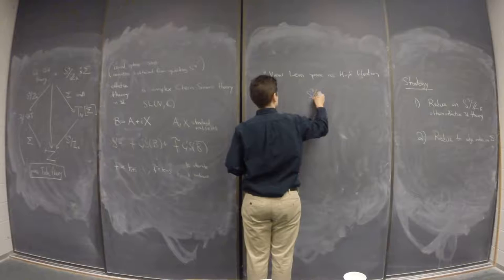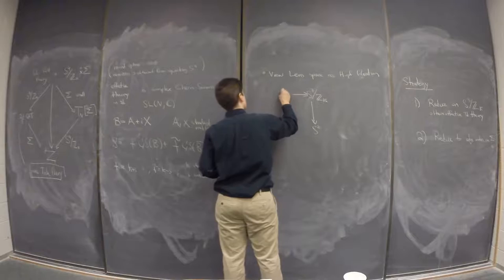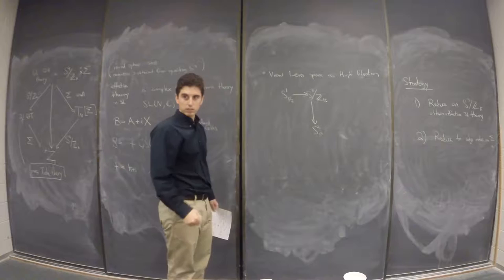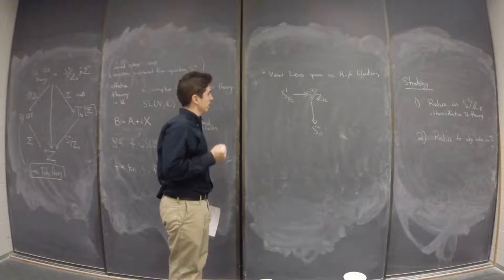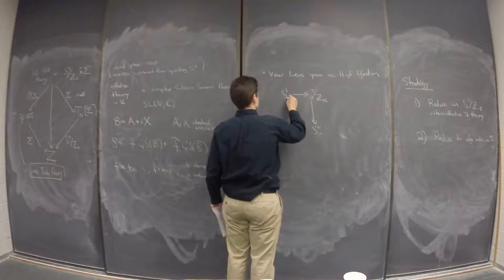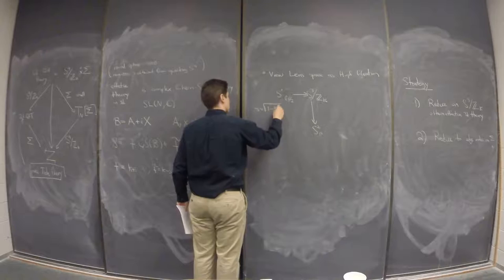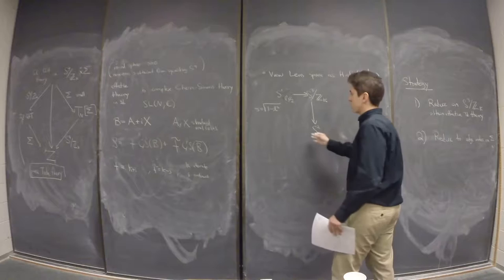S3 mod ZK, S2, S1. Now, if this is the round metric of the three-sphere with some radius r, then this has radius r and this has radius r over 2. This is the round metric. If you want to define an interesting squashed metric, you change the ratio of radii here. If I call the radius here L, r over 2, then S will equal square root of 1 minus L squared. That's a funny fact that just pops out of the derivative. But that's how you get non-vanishing x. You change the ratio of radii.